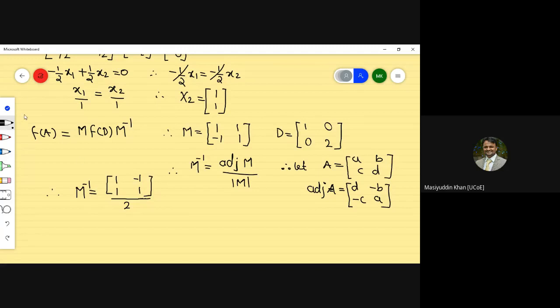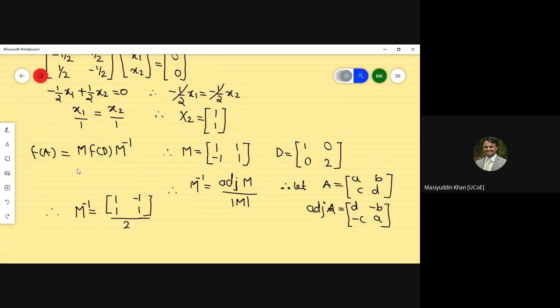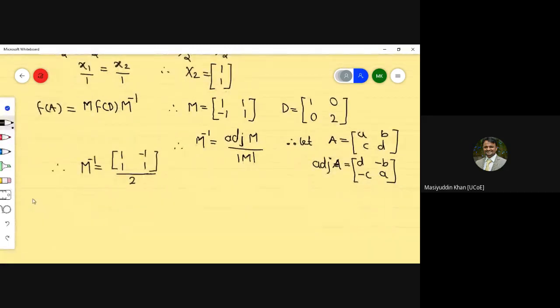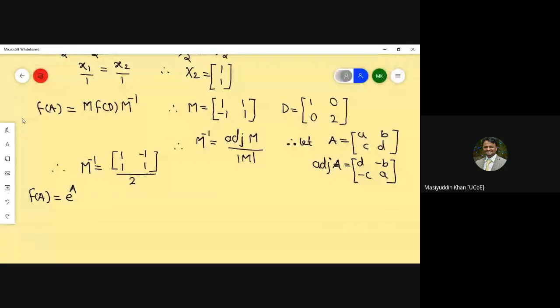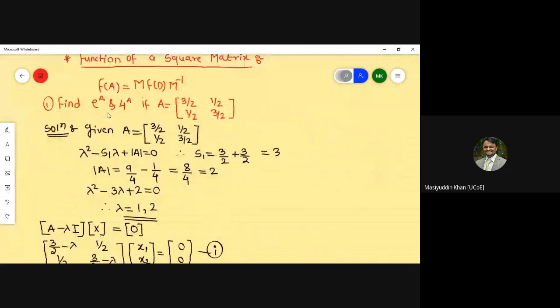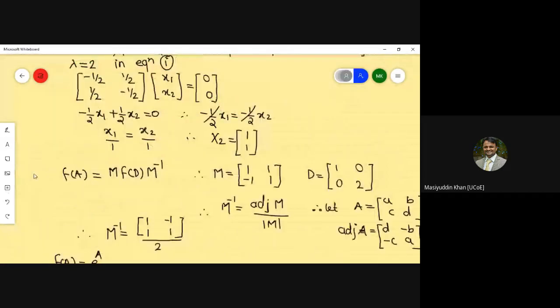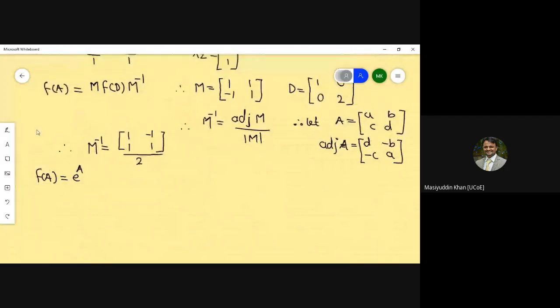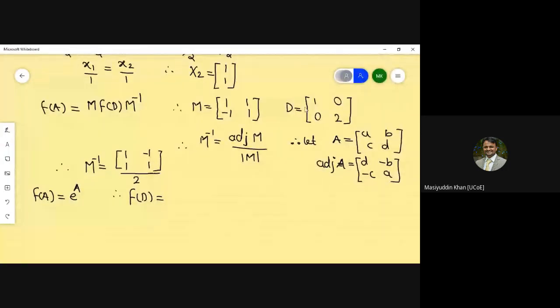Now we have to substitute here. Now what is our f of A and what is f of D? So I'm just explaining here. f of A is equal to, the first one is e raised to A, because the question clearly asked us to find e raised to A and 4 raised to A. So we take e raised to A. So what will be my f of D? See carefully. f of D means we have to take the diagonal elements. Now in the diagonal elements you have to place e raised to, at which place, diagonally. So we have to place this part as it is here. Just a second.